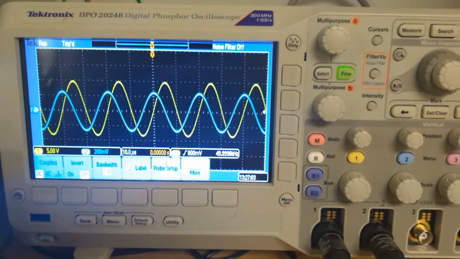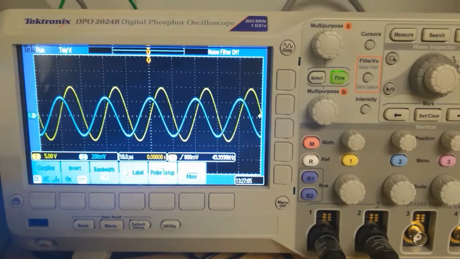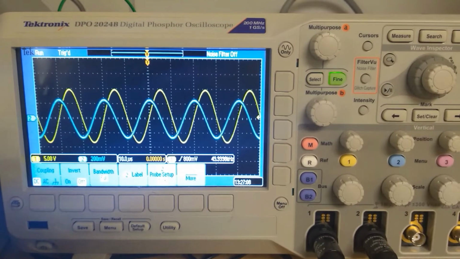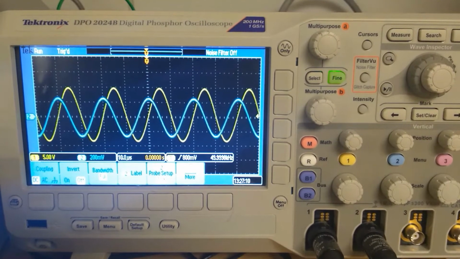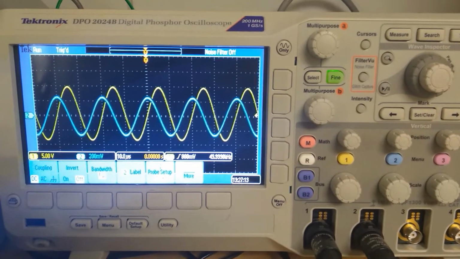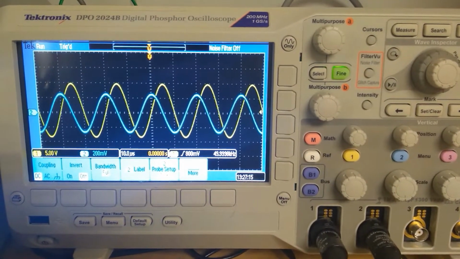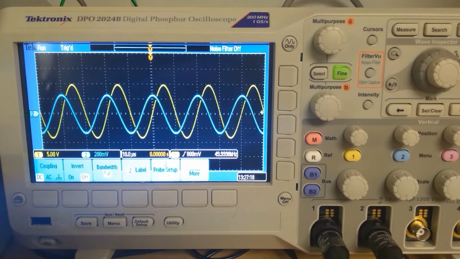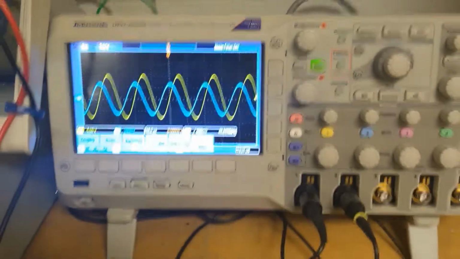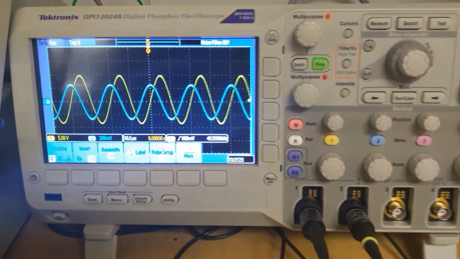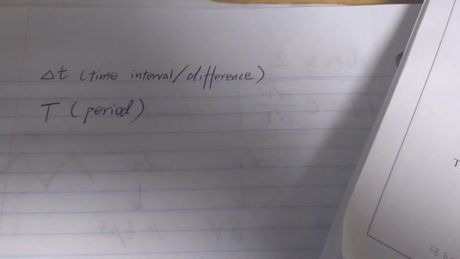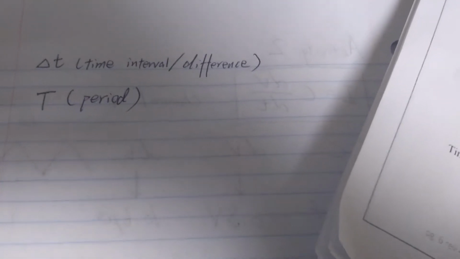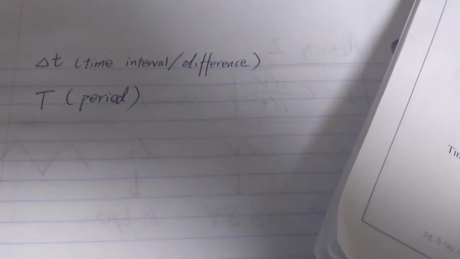And the blue one is the voltage across the resistor. But since the current through the resistor has the same shape as the voltage, we can use the blue one as the current signal. Okay, so for this activity, we're going to measure the time interval or time difference between the voltage signal and the current signal, and also the period of the voltage signal. All right.